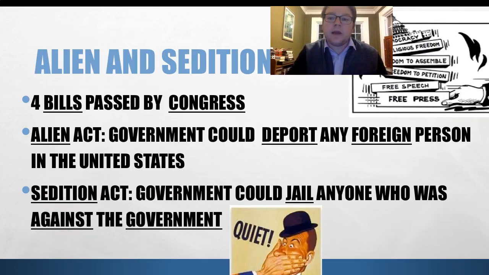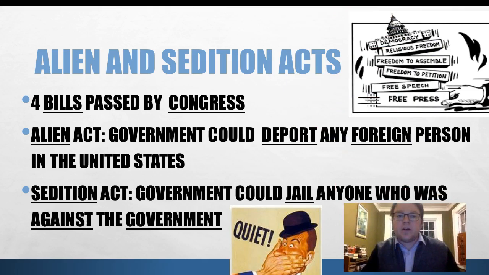Ooh, let me get down to the bottom. Alien and Sedition Acts. All right, this is going to be four bills that are going to be passed by Congress. Congress during this time period is pretty much run by the Federalists. They dominate both the House of Representatives and the Senate. So these are basically bills passed by the Federalist Party. The Federalists are in power in Congress, and in the White House as well.